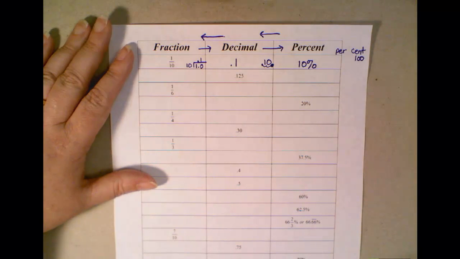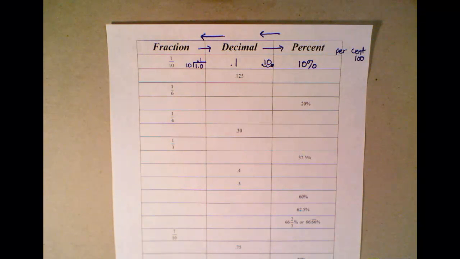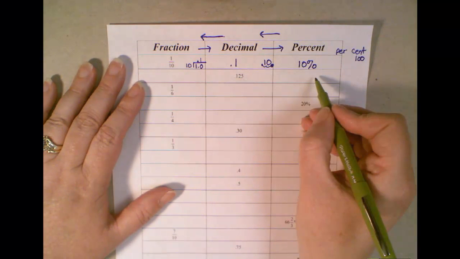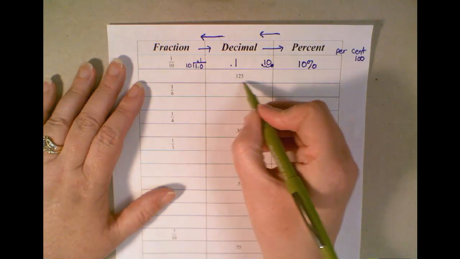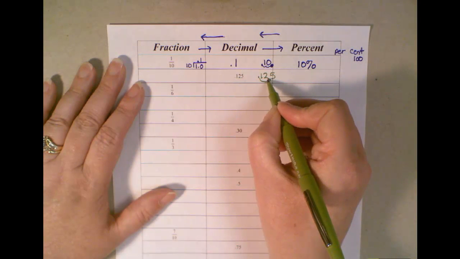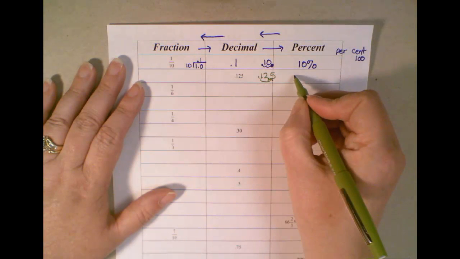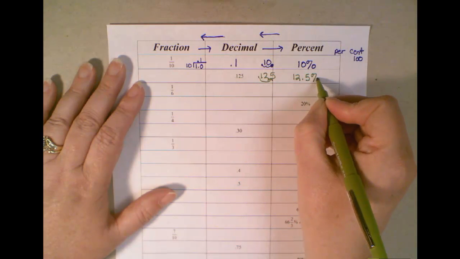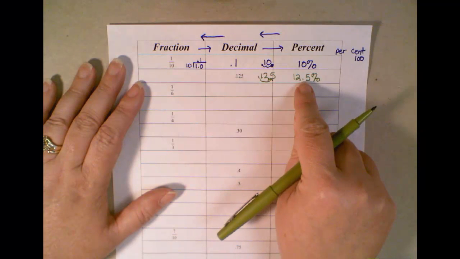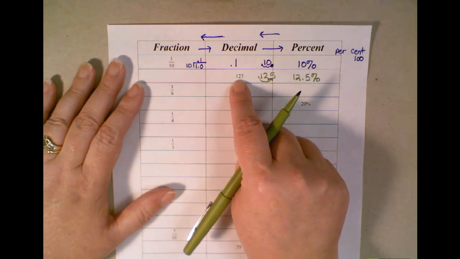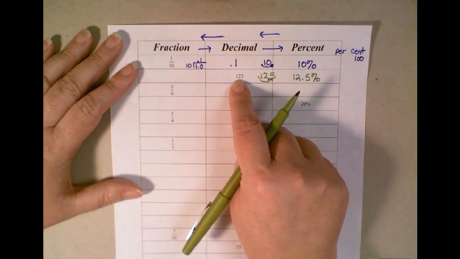Okay, let's look at the next problem. We have decimal 0.125, and I want to change it to the percent first. So I'm going to move my decimal 2 places. The decimal ends up between the 2 and the 5, and I add my percent sign. And what we're saying is 12.5% is equivalent to 0.125.